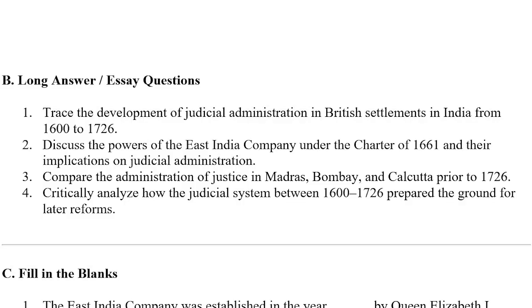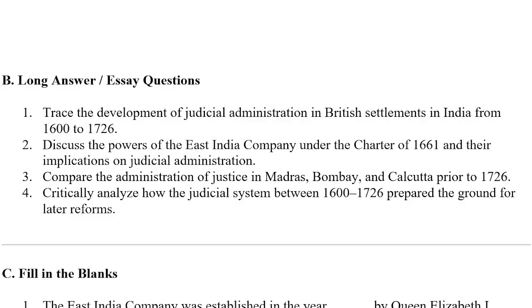Compare the administration of justice in Madras, Bombay and Calcutta prior to 1720. So in Madras, the governor and council administered justice. Let us go through this once again. Madras was granted by a local ruler to the company. The governor and council exercised judicial and executive powers. They acted as judges in both civil and criminal matters among English residents, and native inhabitants were governed by their own laws and customs.